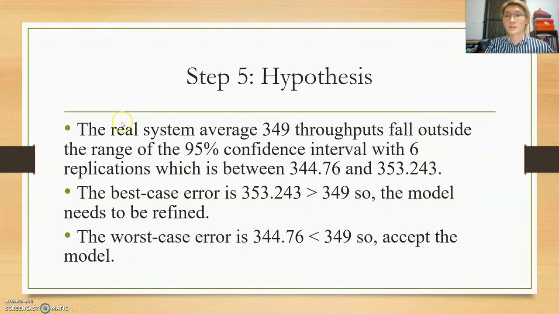Last but not least, the hypothesis is that the real system average of 349 throughputs falls outside the range of the 95% confidence interval with 6 replications, which is between 344.75 and 353.243. The best case error is 353.243, which is higher than 349, so the model needs to be refined. The worst case error is 344.76, which is smaller than 349, so accept the model. That's all from me. Thank you.